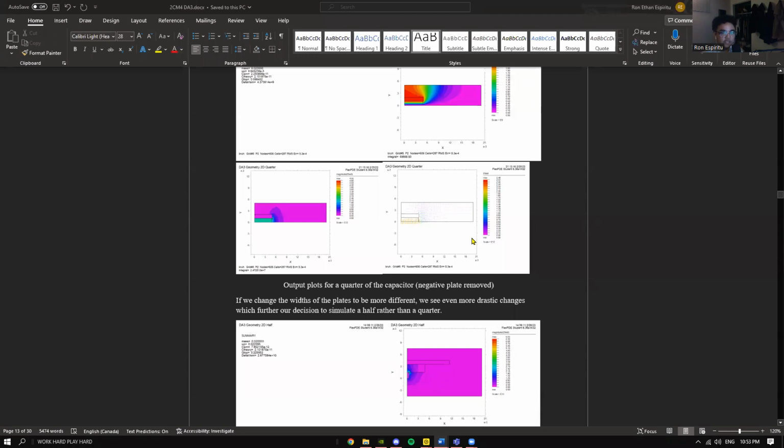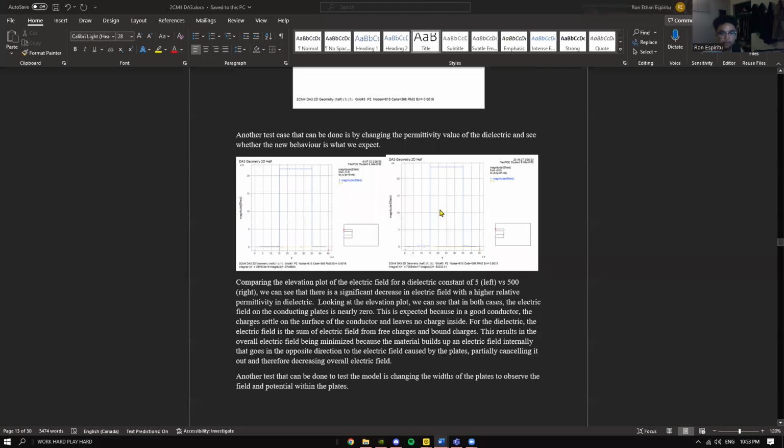We also ran a test to check if a quarter geometry was possible, leveraging another symmetry plane, and it doesn't. This makes sense since the plate areas are not always the same, and therefore there is no plane of symmetry in the horizontal axis. We also did a test case checking that increasing the dielectric permittivity reduces the electric field, which is a property of dielectrics, and it does.